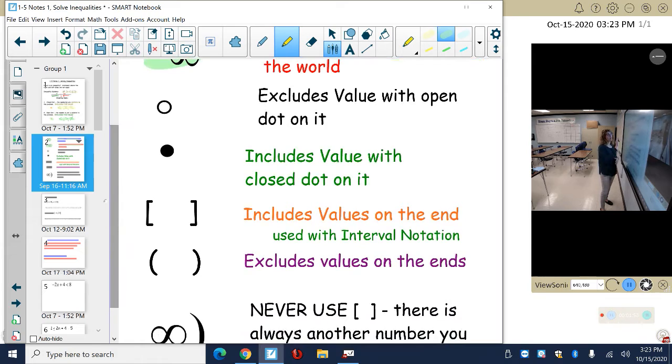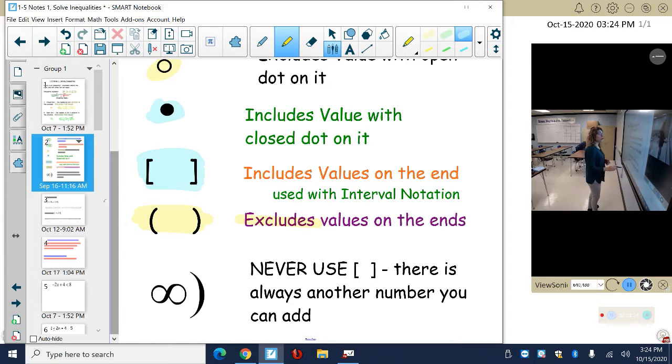Now, we have 4 other symbols. We already talked about this one right here. This excludes and this excludes. They are exactly the same concept, okay? Now, what includes is going to be the closed dot and the brackets. Brackets mean that it can be that value, so you want to keep it, okay? You never, ever, ever use a bracket on an infinity symbol. You always use the parentheses.